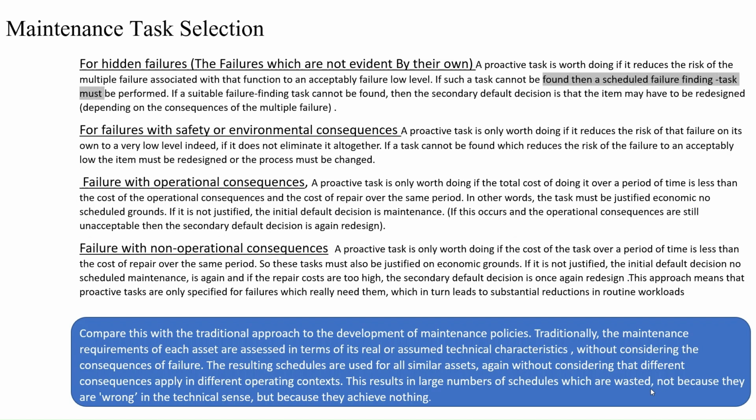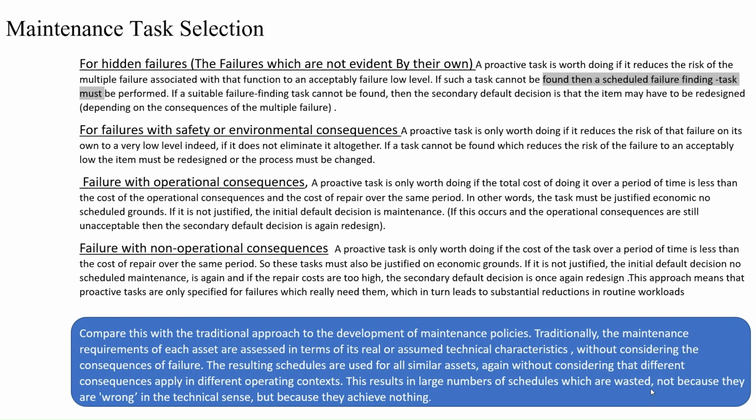For failures with safety or environmental consequences, a proactive task is only worth doing if it reduces the risk of that failure on its own to a very low level indeed, if it does not eliminate it altogether. If a task cannot be found which reduces the risk of the failure to an acceptably low level, the item must be redesigned or the process must be changed.